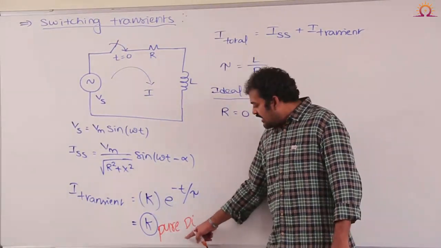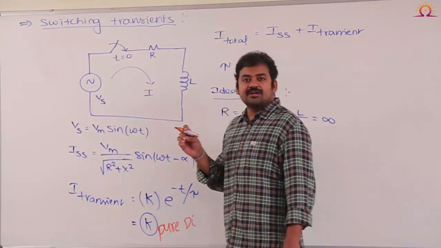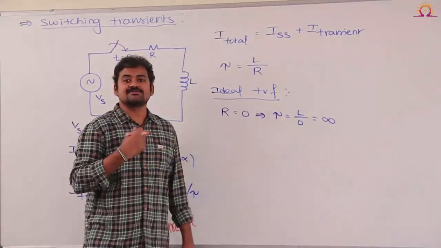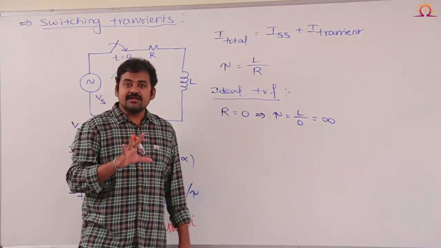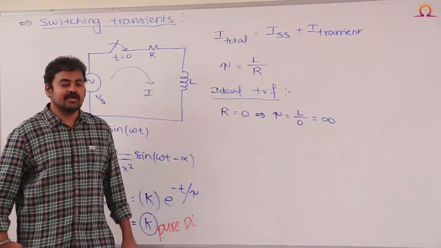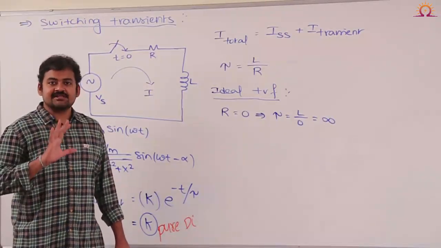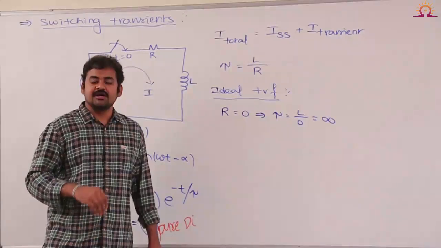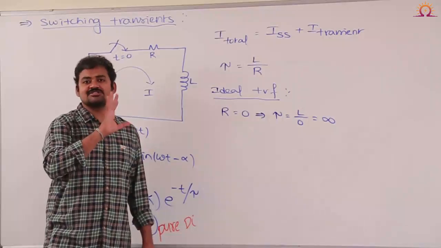Am I right? And tell me, time constant equal to infinite means the transient component will be available only for 5 time constants, or is it available for infinite time? Yes, the transient component will be available for an infinite period. Indirectly, the transient component will be available throughout the operation of the circuit. Am I right or not? This is the discussion only if it is an ideal transformer. So therefore, in an ideal transformer, the transient current component will be purely a DC component and it will be available throughout the circuit operation along with the steady state.